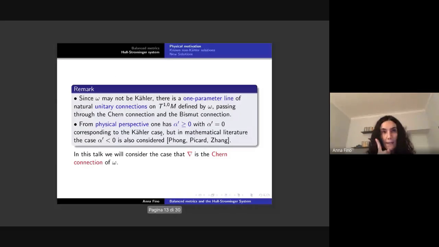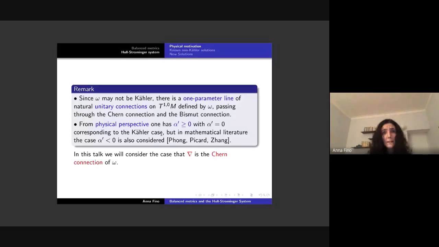As I explained in the beginning, we have some choice here because omega is not Kähler. So you have just a Hermitian manifold, and then you have a one-parameter line of natural unitary connections that you can choose, the Gauduchon family of Hermitian connections. Every connection is determined by a condition on the torsion. The Chern connection, we know, is determined by the condition that the (1,1) part of the torsion vanishes, and then the Bismut connection means that the torsion is in fact skew-symmetric with respect to all the arguments.